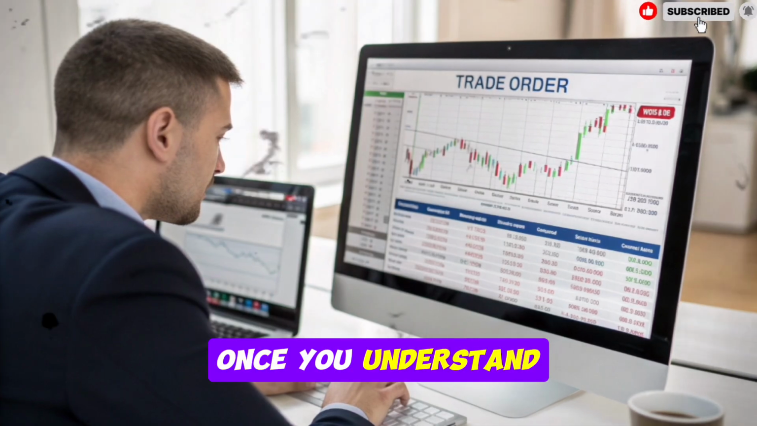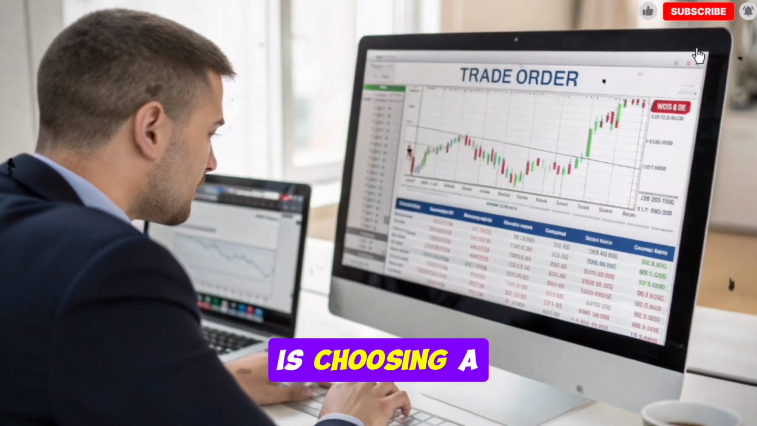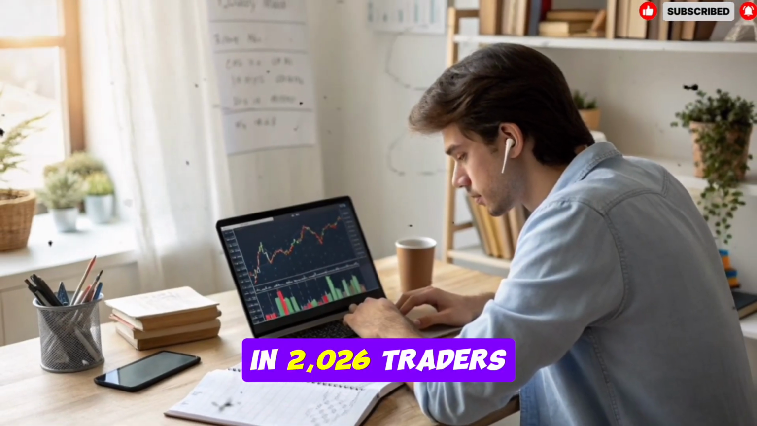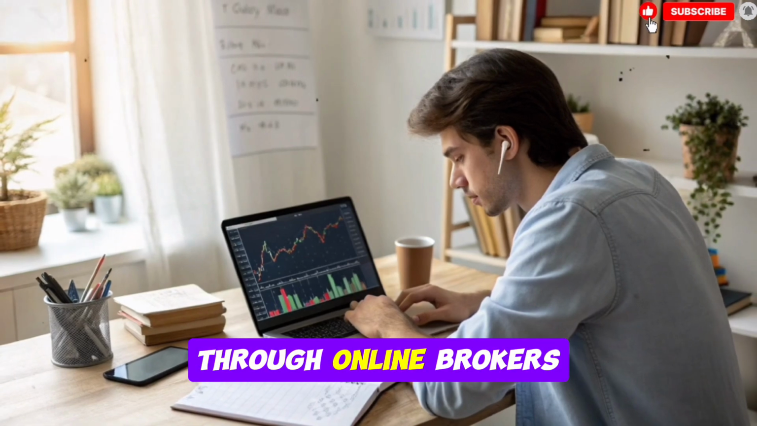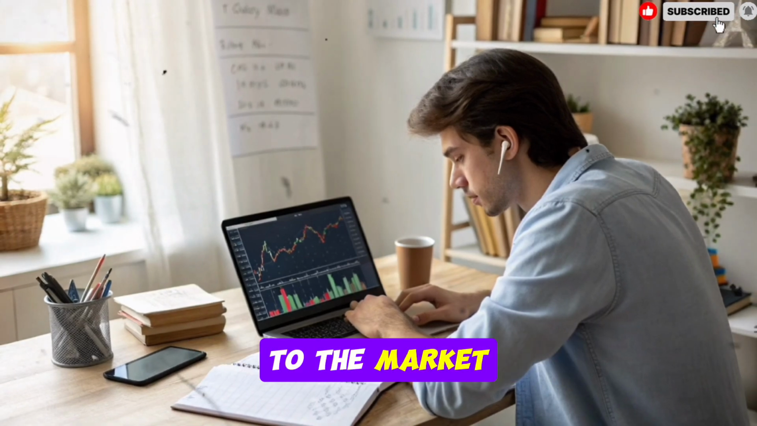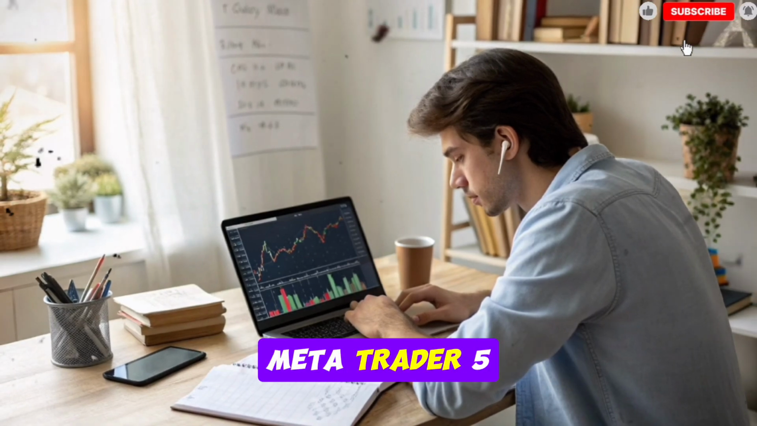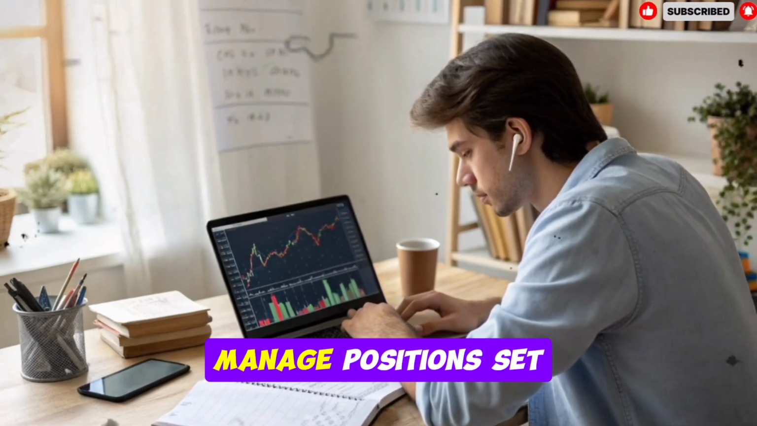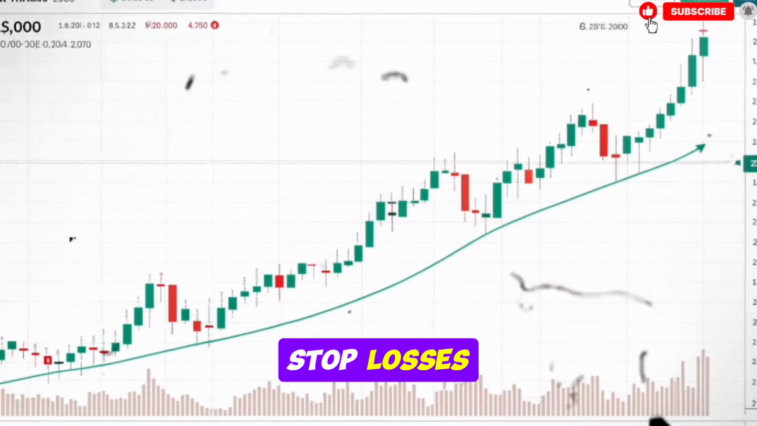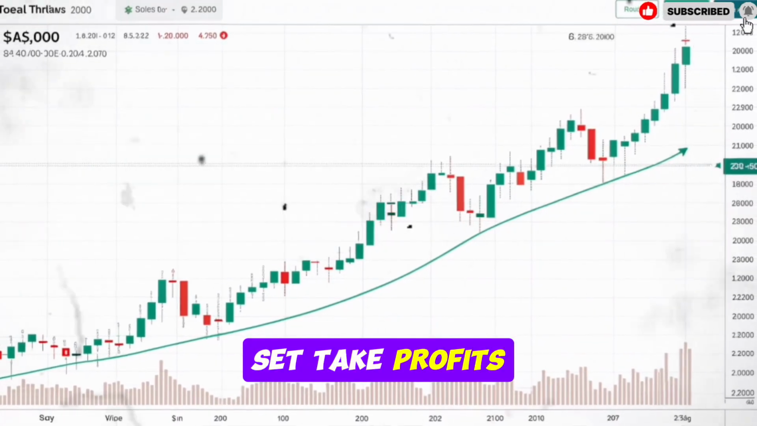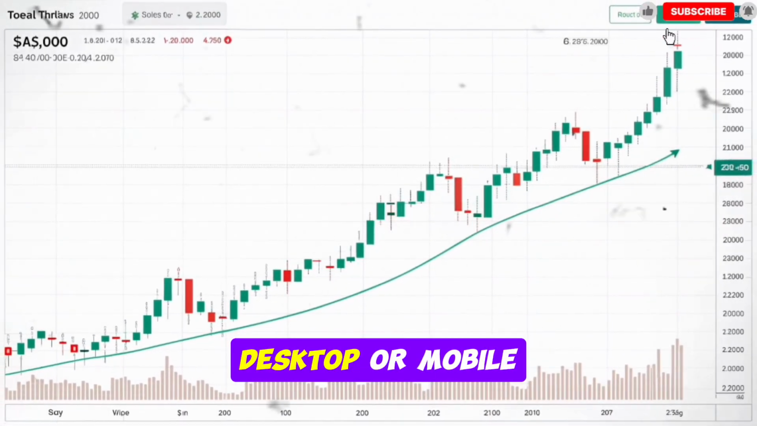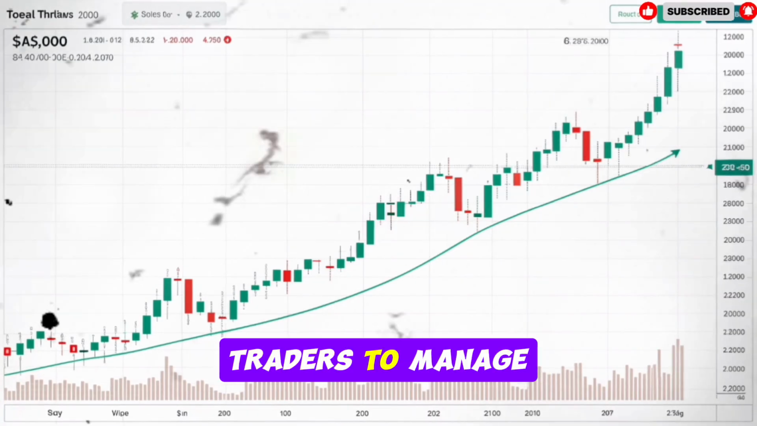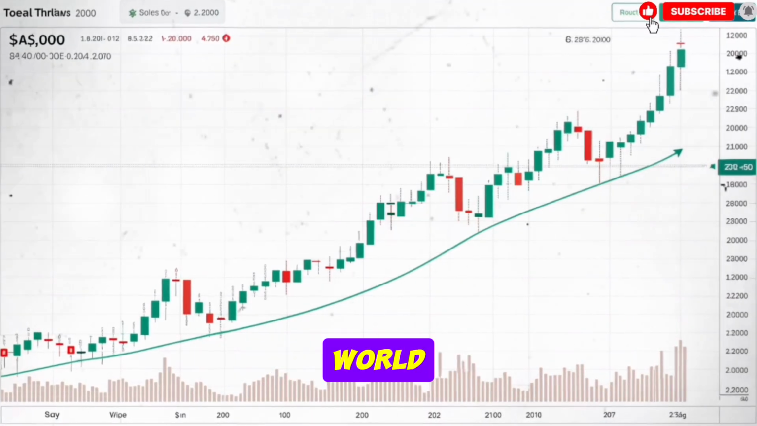Once you understand analysis, the next step is choosing a broker and placing trades. In 2026, traders place their trades through online brokers that connect them to the market using platforms like MetaTrader 5. MetaTrader allows you to execute trades, manage positions, set stop losses, set take profits, and monitor your account from your desktop or mobile phone. This flexibility allows traders to manage their trades anywhere in the world.